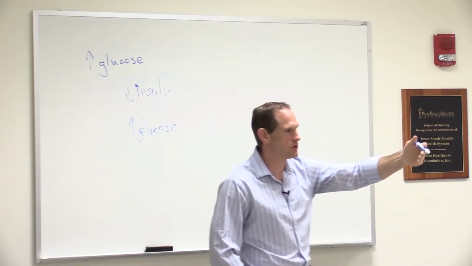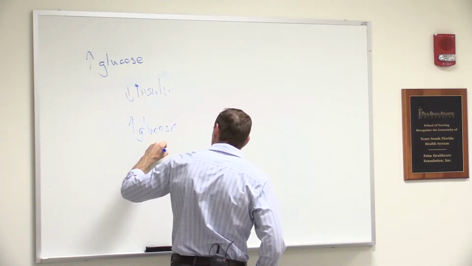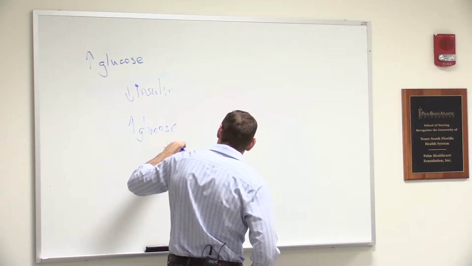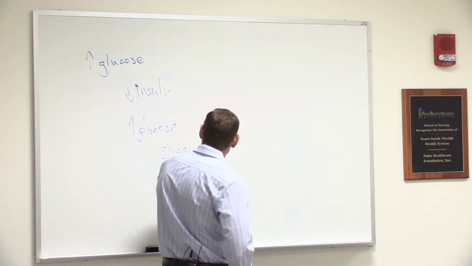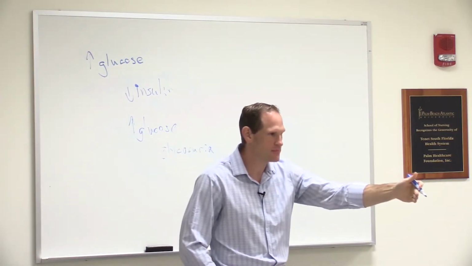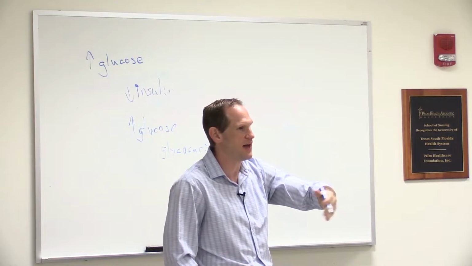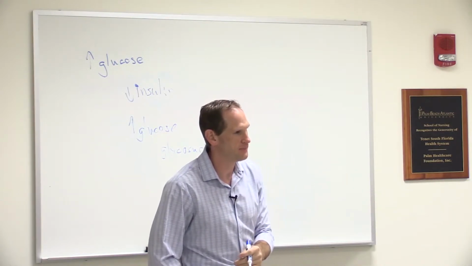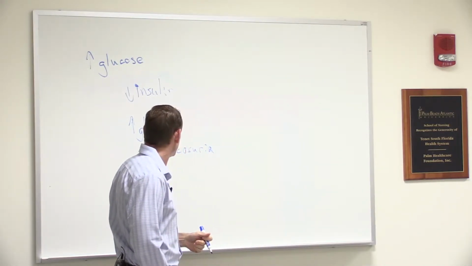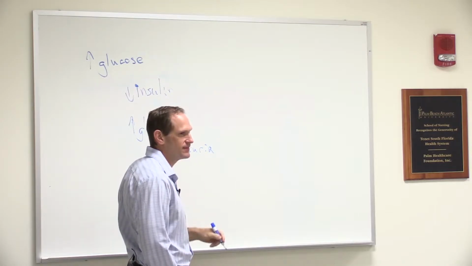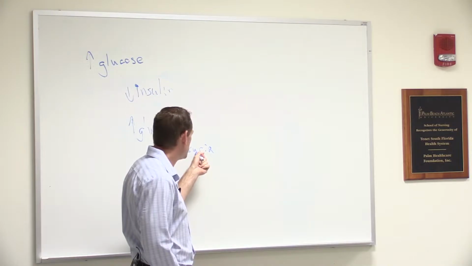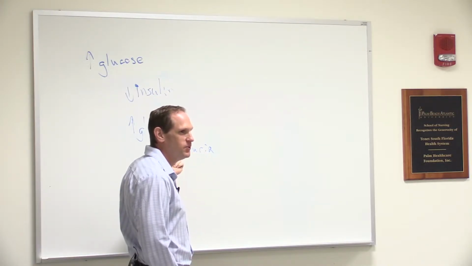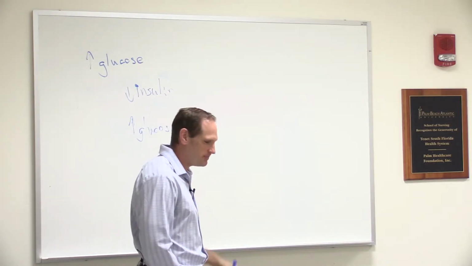And that is going to result in something called glycosuria. So glucosuria, just change the U to a Y and you've got glycosuria. No, you don't change the urea, you change the gluco.